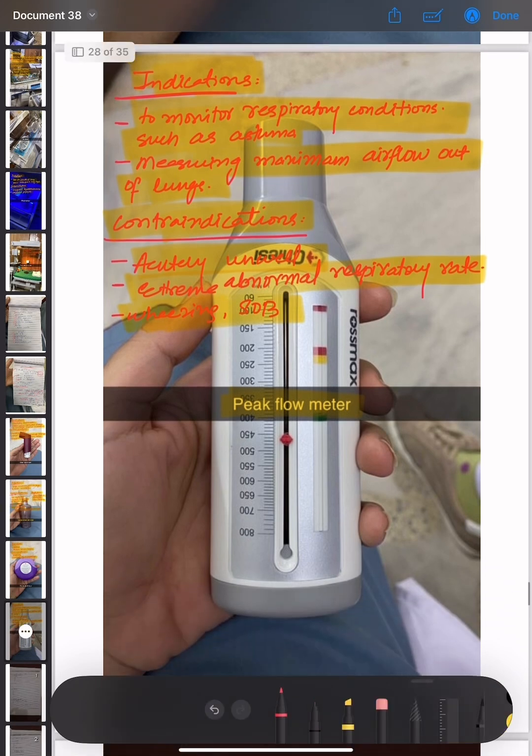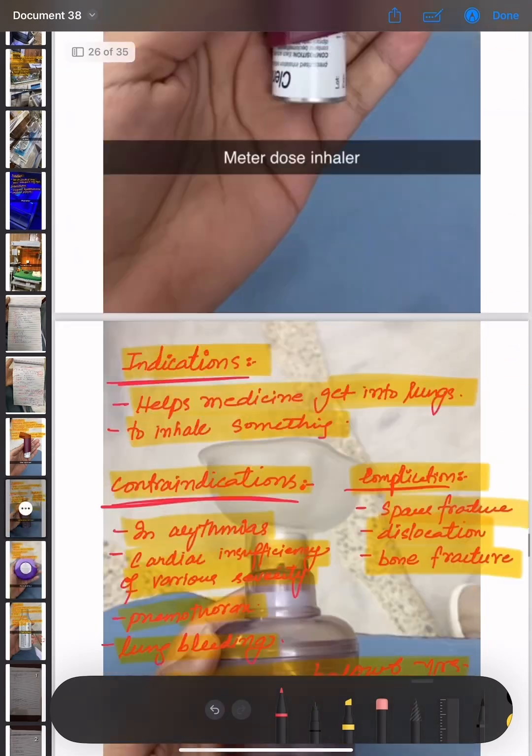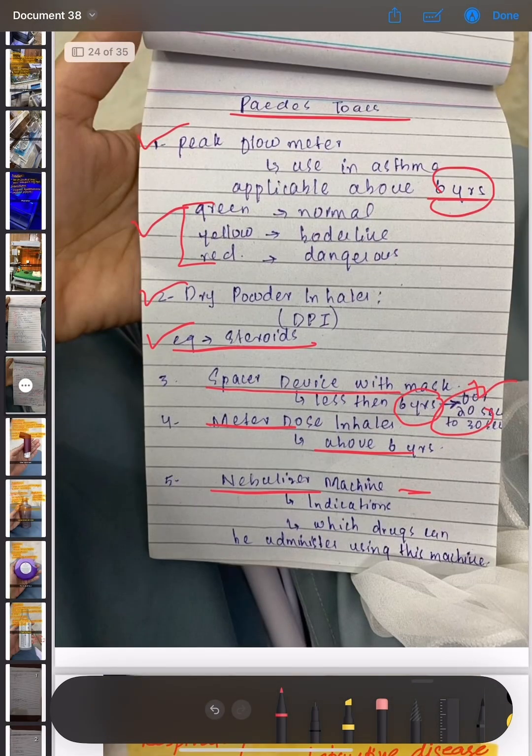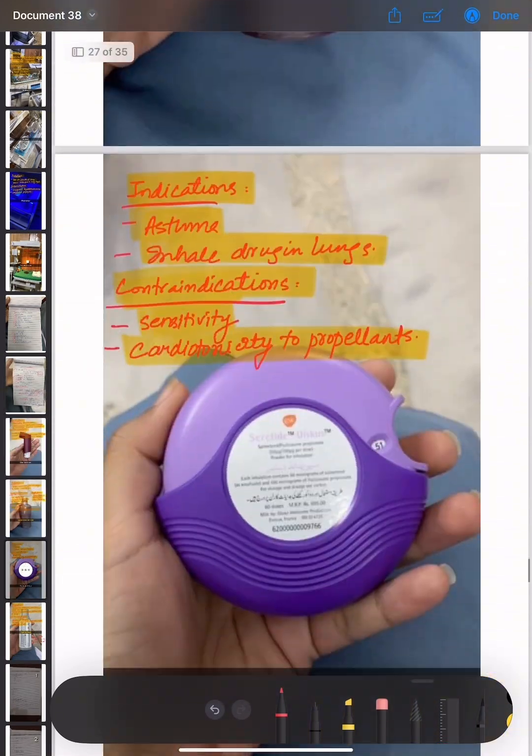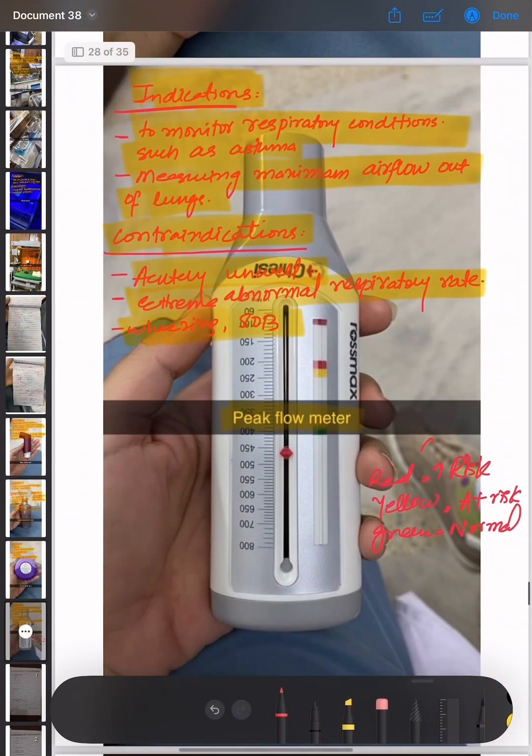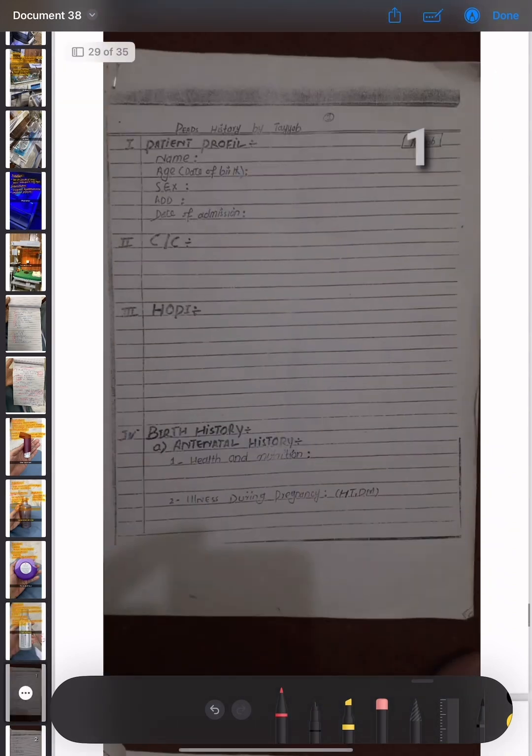Okay, so we are having red, yellow, and green. So the green is normal, the yellow is at risk, and the red shows high rate of risk. Okay, we have discussed here that the green means normal, the yellow means borderline, and the red is dangerous. Okay, now coming towards the next instrument. Okay, the instruments are covered here.